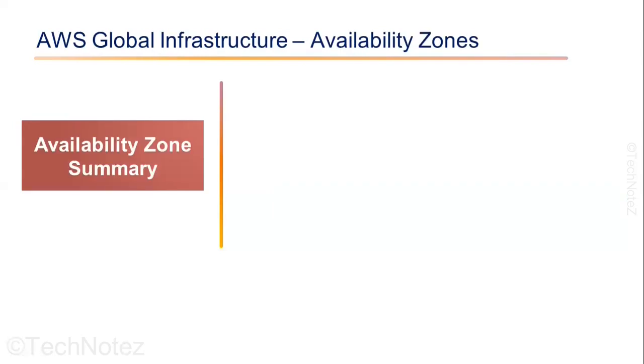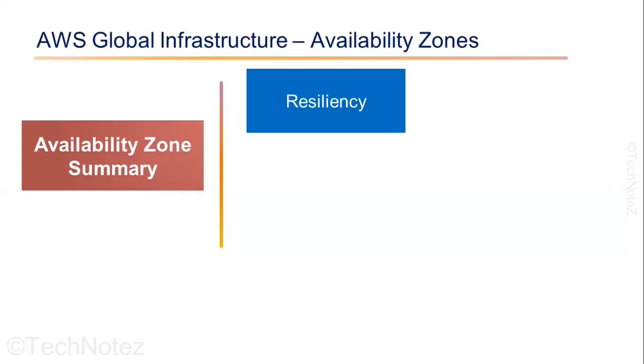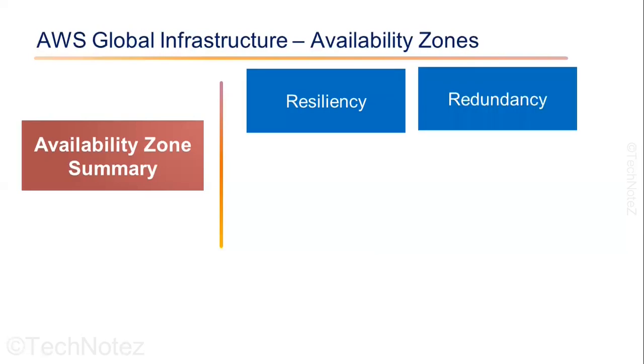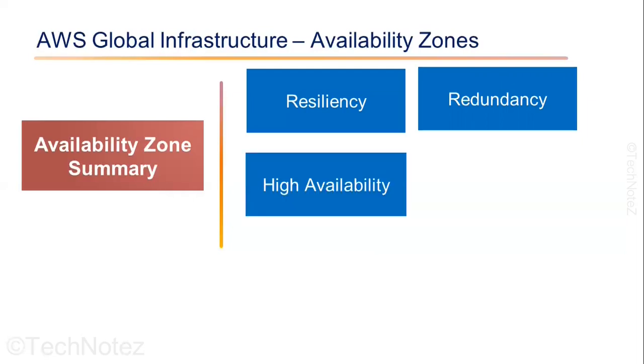So we talked about the AWS availability zone. Let's quickly summarize the key points. Resiliency: each AWS availability zone is a physically separate and independent data center with its own power, cooling, and networking infrastructure. Redundancy: AWS deploys multiple availability zones in a region to ensure high availability and fault tolerance of your application. In general, there are at least two and up to six availability zones per region. High availability: AWS availability zones within a region are interconnected with high-speed, low-latency networks to enable data replication and communication between them. AWS availability zones are designed to provide high availability, and AWS guarantees at least 99.99% availability of application.